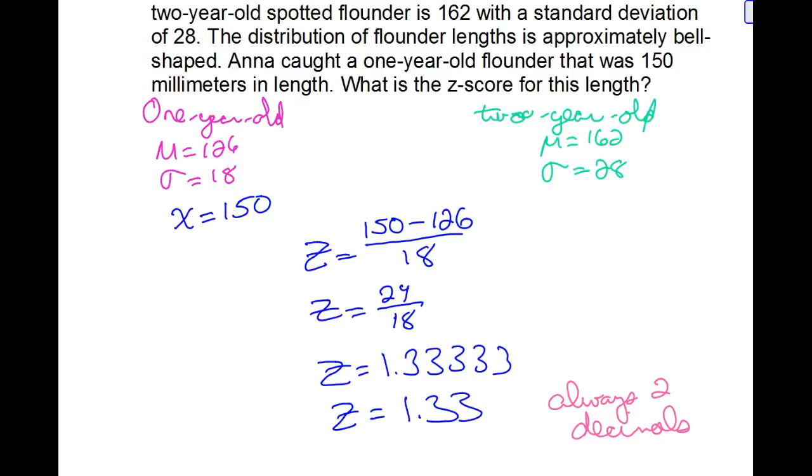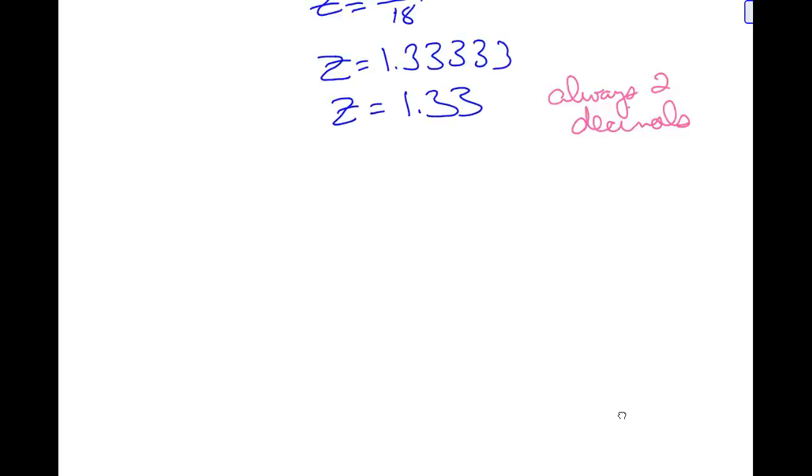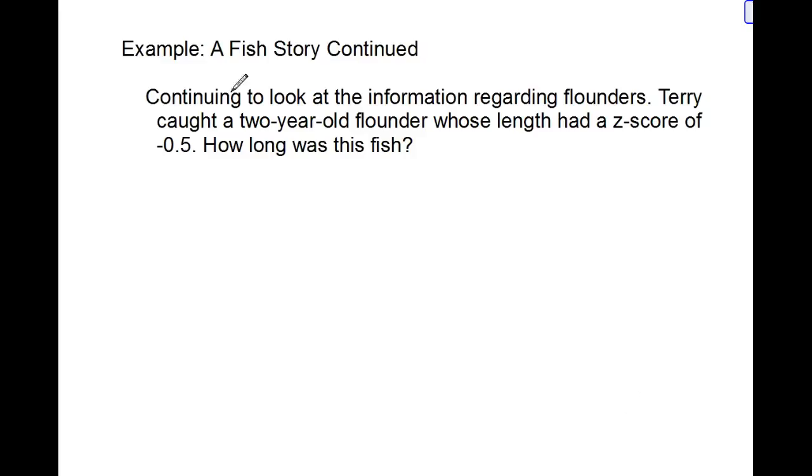More reasoning for that will be presented in other videos, but we want those to be in 2 decimal places. Let's continue looking at this fish story. Here, Terry caught a 2-year-old flounder whose length had a z-score of negative 0.5. And we want to know how long this fish is.